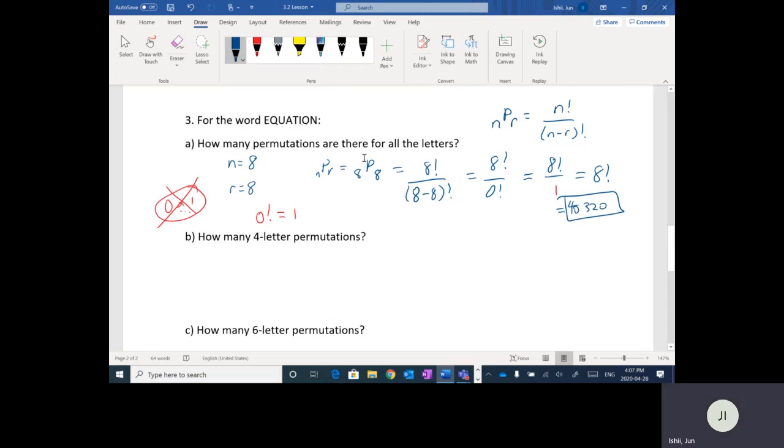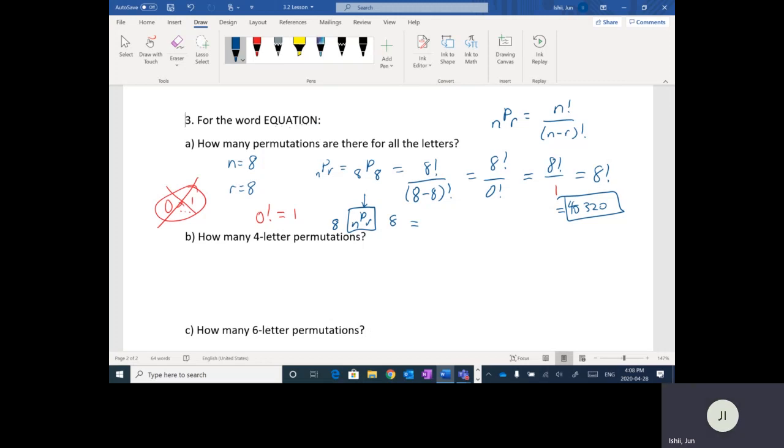So that would be the number of permutations, right? And again, if you were to find your permutation button on your calculator, if you punched in 8, and then you punch in that button, n pick r, and then hit 8 again, and hit the equal sign, you should get 40,320. Okay, so you're going to be using this button quite a bit.